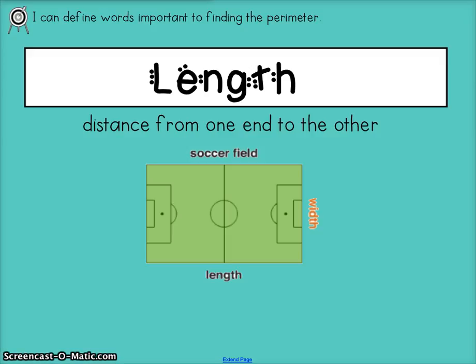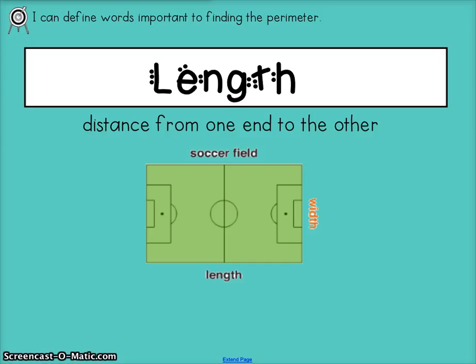The length, third graders, is the distance from one end to the other. So if you take a look at the picture of the soccer field below, you will see the length is that front or bottom side, okay? We're going to use the words side and length together a lot. Sometimes it'll even say find the side length, okay?